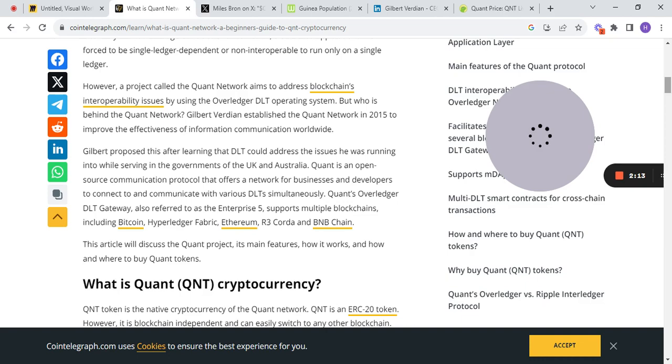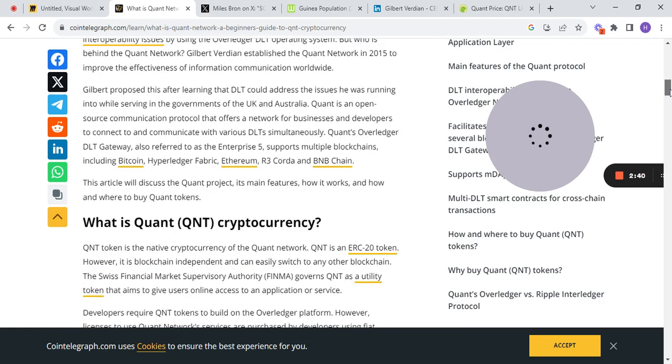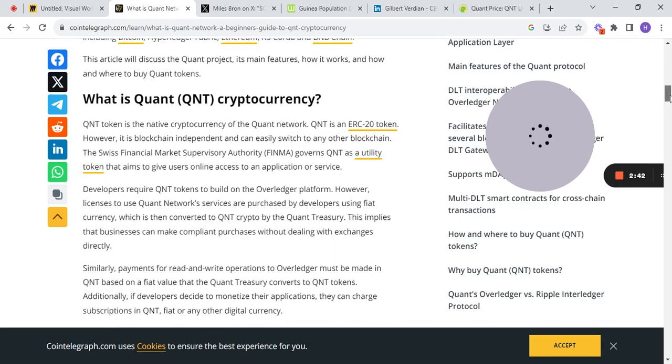Quant is an open source communication protocol that offers a network for businesses and developers to connect to and communicate with various DLTs simultaneously. Quant's Overledger DLT gateway, also referred to as Enterprise 5, supports multiple blockchains including Bitcoin, Hyperledger Fabric, Ethereum, R3 Corda, and BNB Chain. This article will discuss the Quant project, its main features, how it works, and how and where to buy Quant tokens. Again, I said I'm not going to read the entire article. We'll just do this little bit here now.